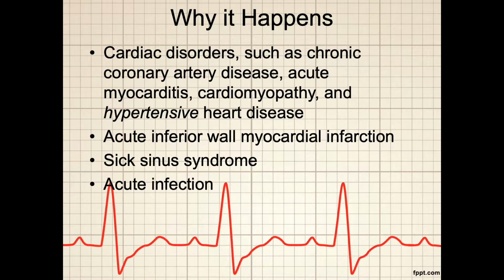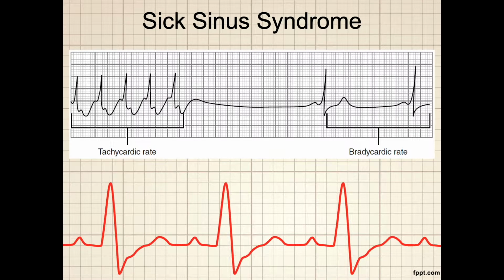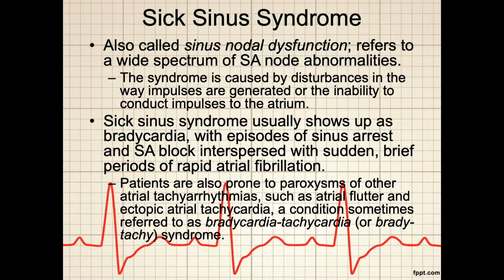Closely related to sinus arrest, but much more serious, is sick sinus syndrome, seen here. Notice that on the left-hand side of the strip is a tachycardic rate, followed by a pause, followed by a bradycardic rate. Sick sinus syndrome is also known as sinus nodal dysfunction, and that term actually refers to a wide spectrum of SA node abnormalities. You should know that the syndrome is caused by disturbances in the way impulses are generated at the SA node or by the inability to conduct impulses through and to the atrium.